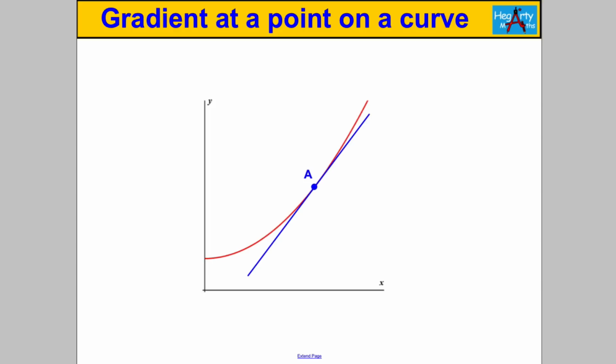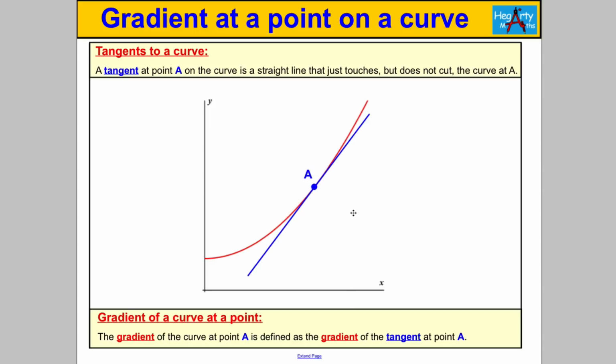So let's write some definitions out. Here's a picture, and a tangent at point A on the curve is a straight line that just touches but does not cut the curve at A. That's what a tangent at point A is.